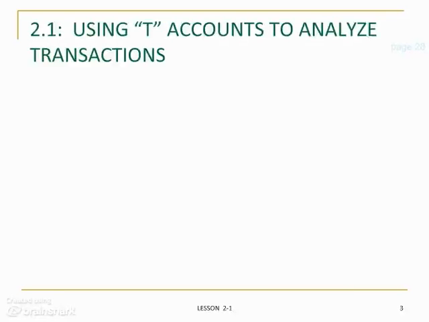We're going to next talk about using T accounts to analyze transactions. If we think back to Chapter 1, we learned about the accounting equation. The accounting equation showed how assets have to equal liabilities plus owner's equity, and how underneath the assets there are various different accounts, as well as under liabilities and owner's equity.